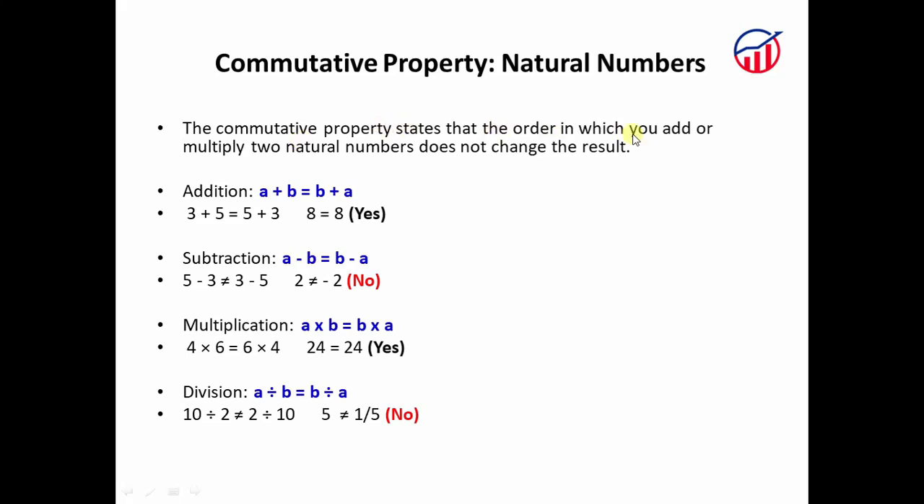It states that the order in which you add or multiply two natural numbers does not change the result. In case of addition and multiplication, when the order is changed, the result is the same on both the LHS and the right hand side, but when the order is changed for subtraction and division, the result differs. Hence the commutative property is true for addition and multiplication but not for subtraction and division.